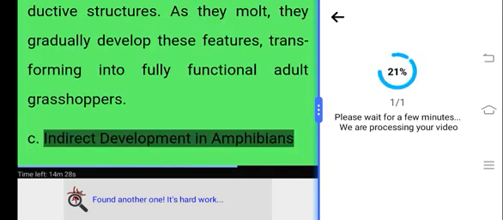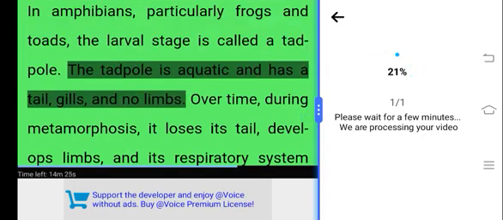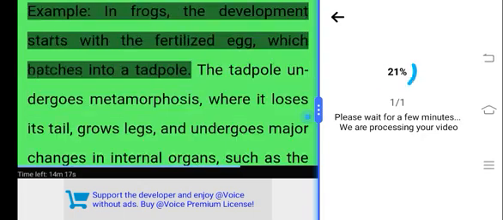E. Indirect development in amphibians. In amphibians, particularly frogs and toads, the larval stage is called a tadpole. The tadpole is aquatic and has a tail, gills, and no limbs. Over time, during metamorphosis, it loses its tail, develops limbs, and its respiratory system shifts from gills to lungs, adapting it for a terrestrial lifestyle as an adult.